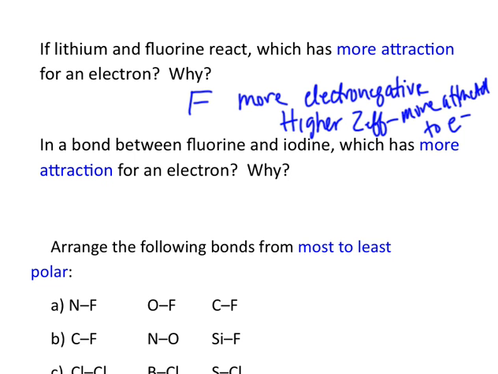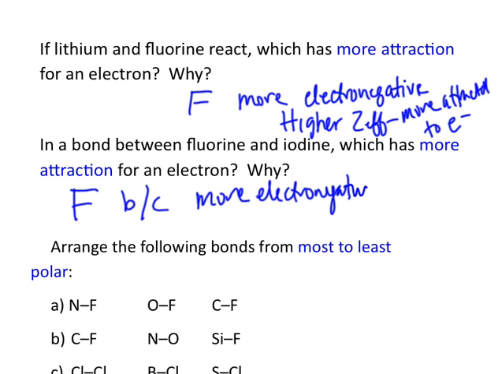All right, in a bond between fluorine and iodine, which has more attraction for an electron? Fluorine again. Fluorine, because more electronegative. Now, lithium and fluorine is what kind of bond? That would be ionic because lithium is a metal. Fluorine and iodine is what kind of bond? I need more specific than just covalent. Polar covalent.